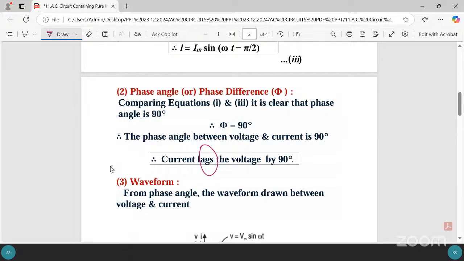Current lags the voltage by 90 degrees. This is called result 2. Result 3. How many results? 7 results.